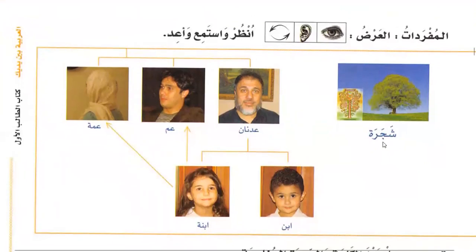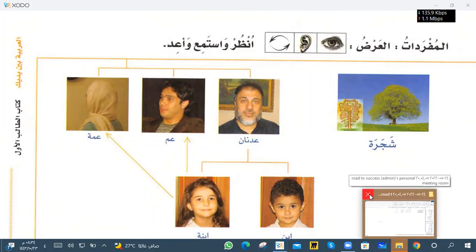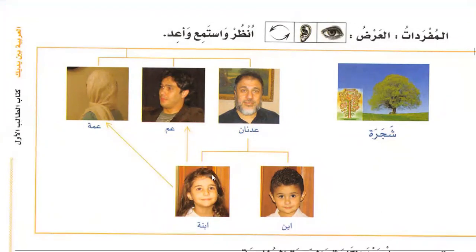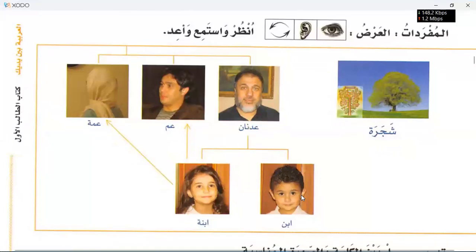Shajara means tree. Adnan is the name of this person. Am means paternal uncle. What is Amma? Paternal auntie. What is Am? Maternal uncle. And Amma? Maternal auntie. Next. Ibn, son. Yes.